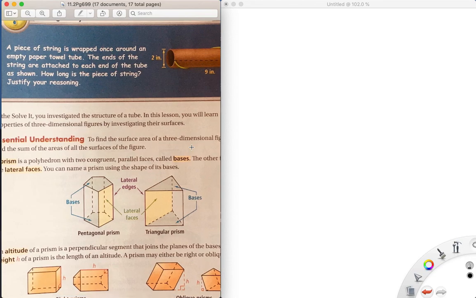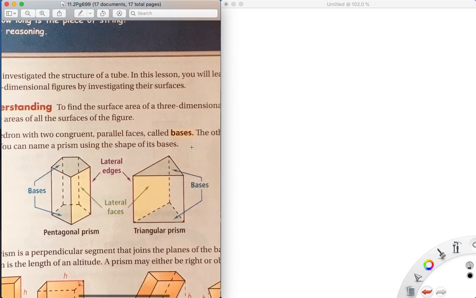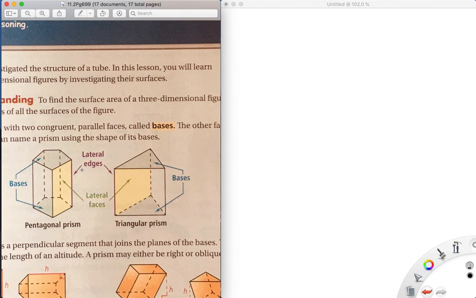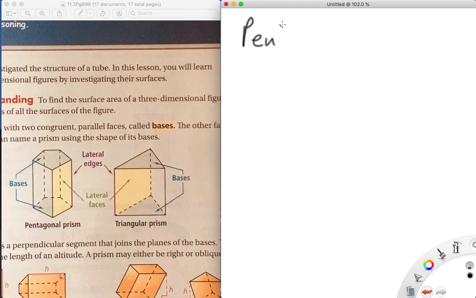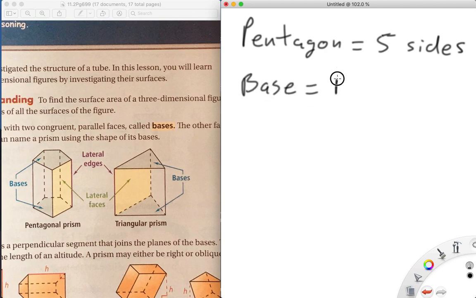So here is a prism. We have a pentagonal prism and we have a triangular prism. For something to be a base, it is a face, right? And we said that a face is basically a shape, whether it be a rectangle, square, triangle, whatever. In the case of the pentagonal prism, the name pentagonal is short for pentagon. And if you remember, a pentagon has 5 sides. The reason why it's called a pentagonal prism is because it has for its base the shape of a pentagon.